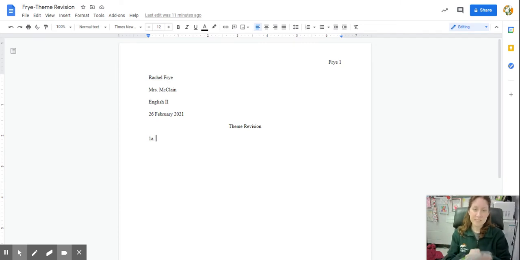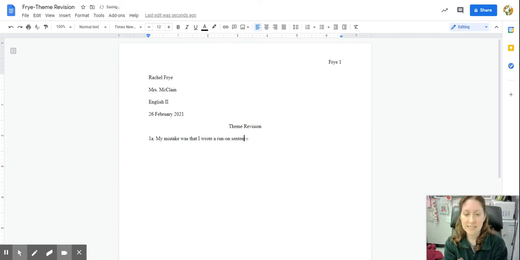All right, so the first mistake on this paper was a run-on sentence. So I'm going to say, my mistake was that I, and this is how you fix every single mistake that you do. 1A, 2A: my mistake was that I, what did you do wrong? In this sentence, my mistake was that I wrote a run-on sentence. Please be advised that they are run-on sentences. They are not run-off sentences. I've seen that before and I was very confused. Don't do that. They're run-on sentences.